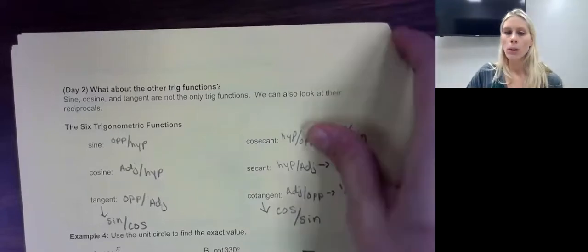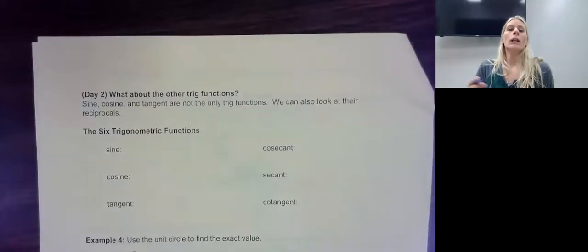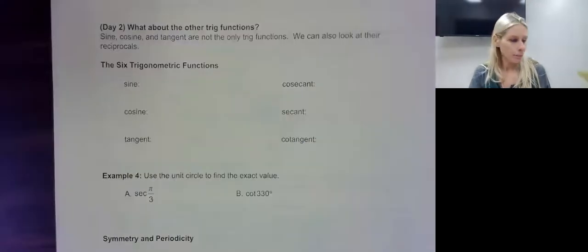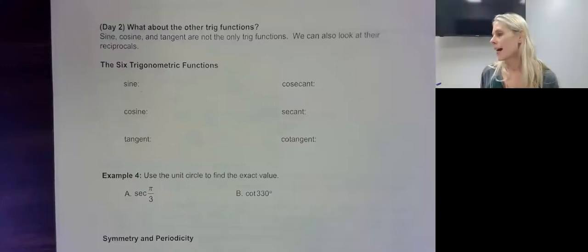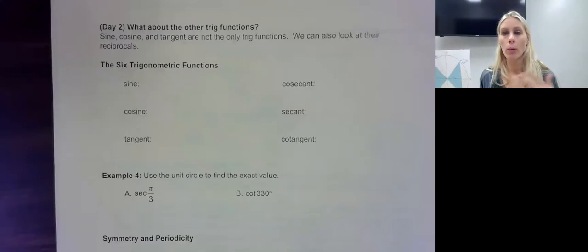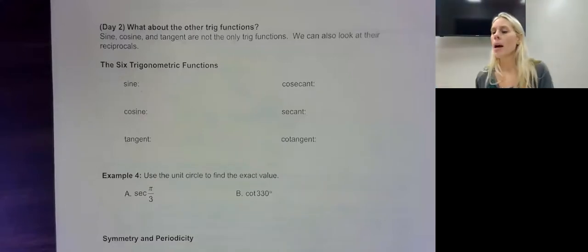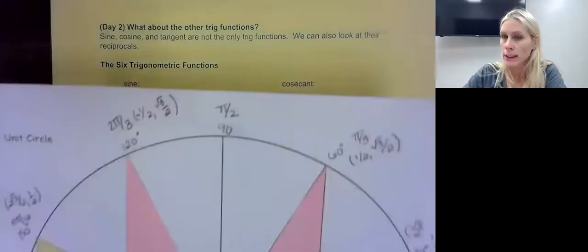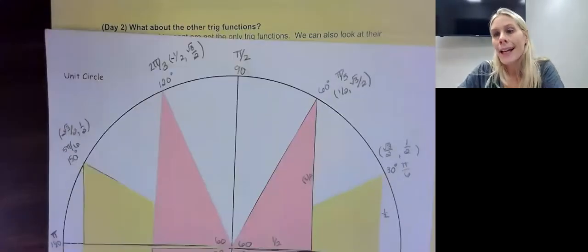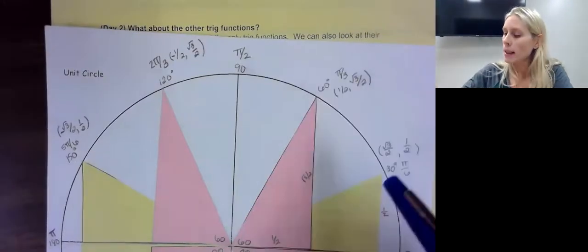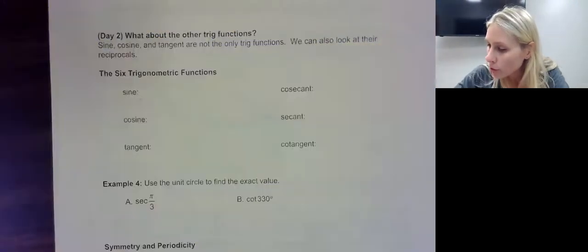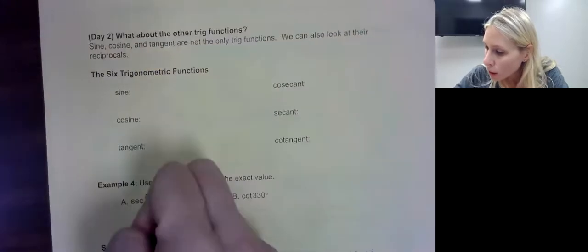All right, so we're going to use our unit circle to find the exact value. Of course, I'm going to go back and forth because I have the one that we put together. So secant of pi over 3. The first thing I'm going to do is find pi over 3, which I see is right here. Secant is 1 over cosine, so I'm going to remind myself that this is 1 over cosine.